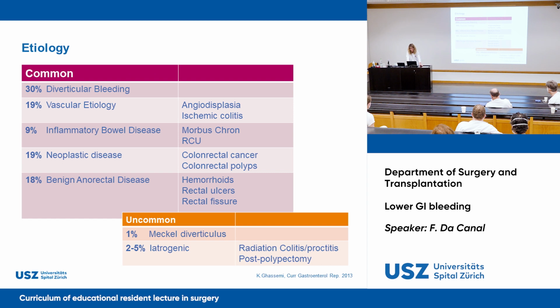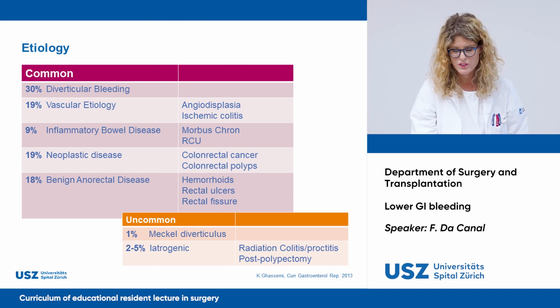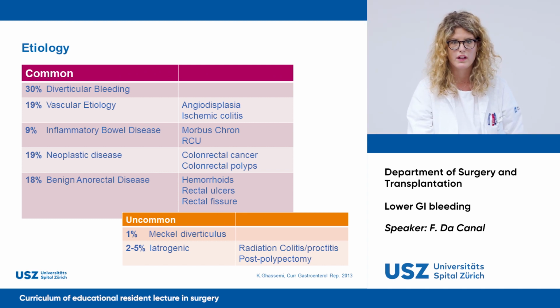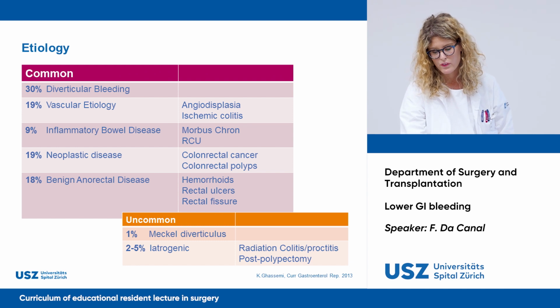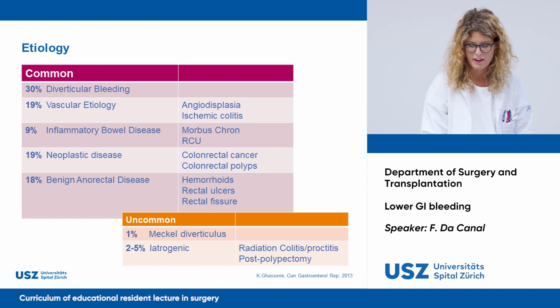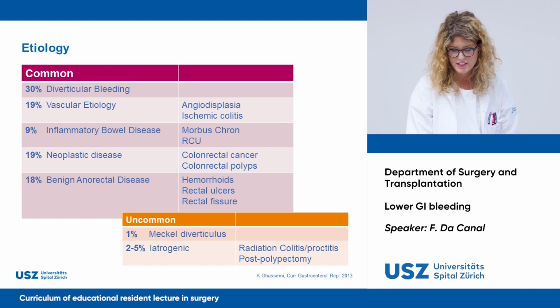The causes of lower GI bleeding are very heterogeneous and, as already mentioned, mainly concern the colon. First of all, I would like to mention diverticular bleeding, because it represents about 30% of the cases of lower GI bleeding. Quite common, about 19% of the cases, is bleeding originating from vascular causes, either angiodysplasia or ischemic colitis, coming from a shock or an embolus or arteriosclerosis of the mesenteric vessels.